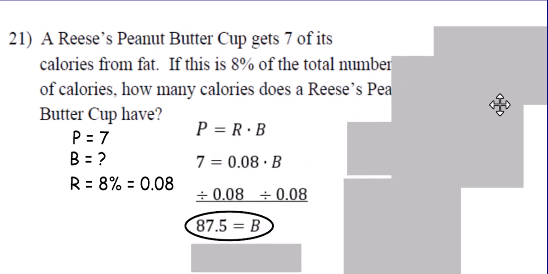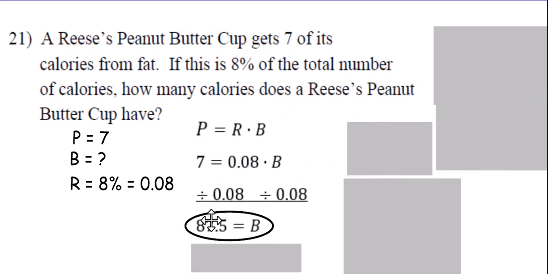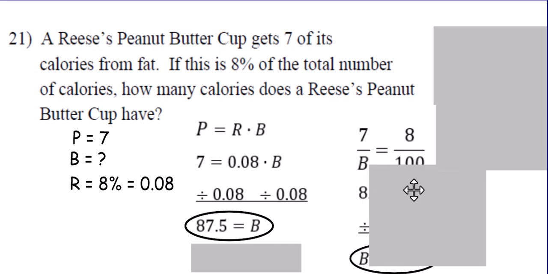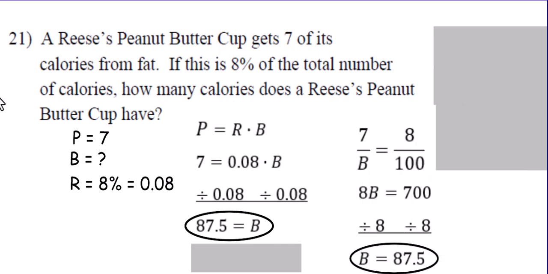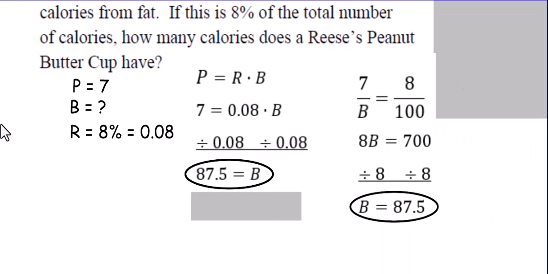or 0.08. Now, I did show the percent equation here on the left. P equals R times B would be 7 equals 0.08 times B. Divide both sides by 0.08 to get 87.5 calories. Percent proportion would be 7 over B equals 8 out of 100. That's going to be 8 times B equals 700. Divide both sides by 8. You get 87.5 calories. And we should label our final answer, as you'll see down here that I did. So a Reese's peanut butter cup has 87.5 calories.